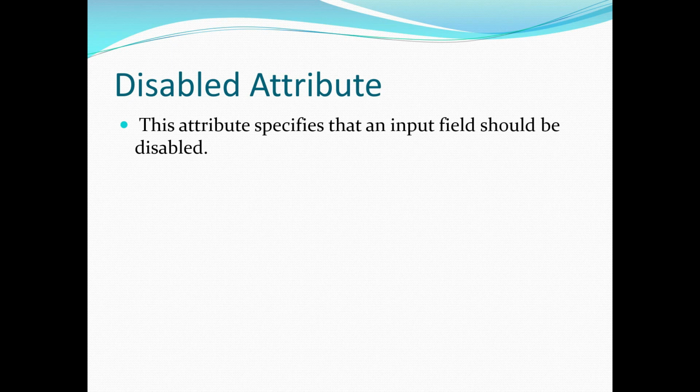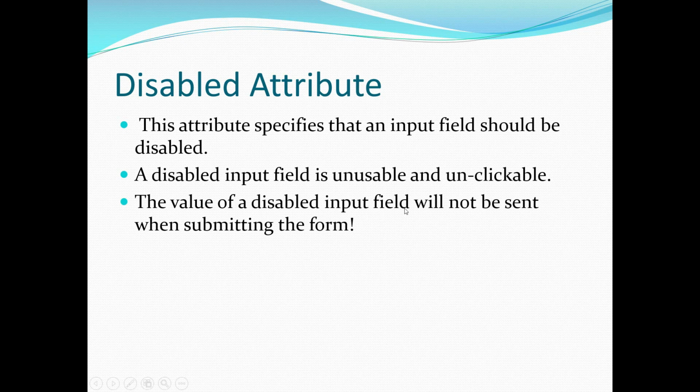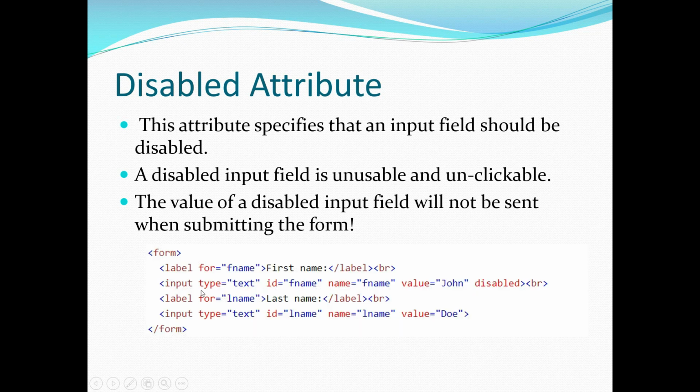The disabled attribute. This attribute specifies that an input field should be disabled. A disabled input field is unusable and unclickable. When we submit the form, the disabled attribute is not posted. Whether the method we use is get or post, this attribute is not posted. So the value of a disabled input field will not be sent when submitting the form, and the syntax is very simple.